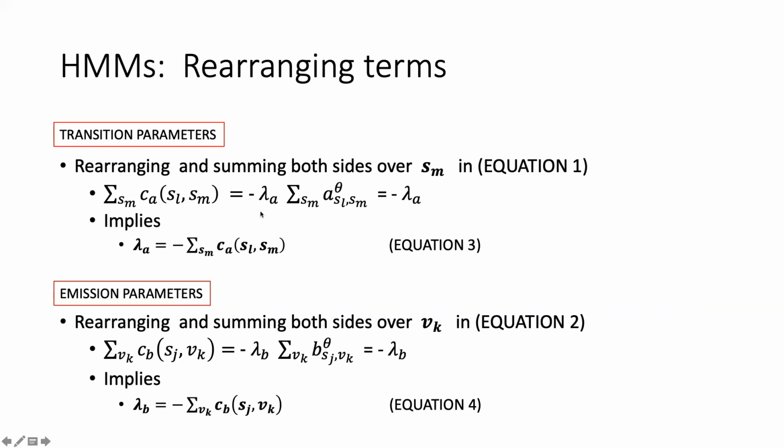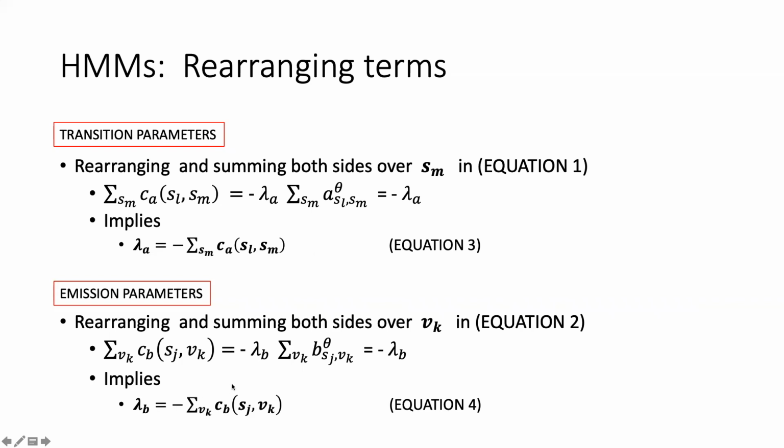Rearranging the terms by moving the lambda to the RHS and then summing it over all possible states. We know this term is 1, which implies that lambda equals the summation over SM of the counts of this equation. Similarly, rearranging the terms and solving for lambda B results in this expression.